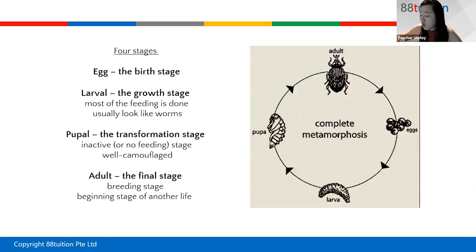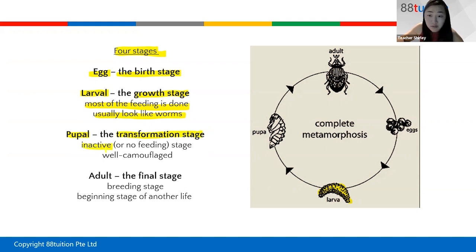Now let's look at the 4-stage life cycle. Okay, 4 stages, remember I said go by alphabetical order, right? Egg. Then larva is the growth stage. Most of the feeding is done. Usually they look like worms, like for example this one, caterpillar. Oh no, this one is the mealworm beetle. See, it looks like a worm, right? Mealworm. Then you have your pupa stage, which is the transformation stage.